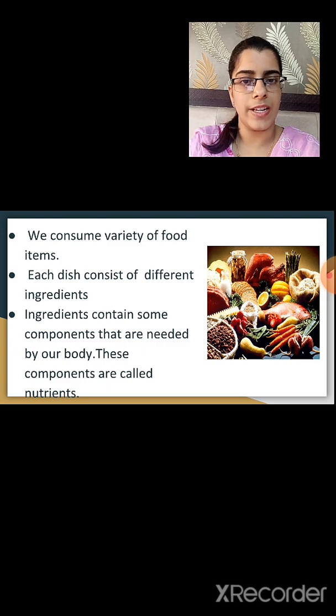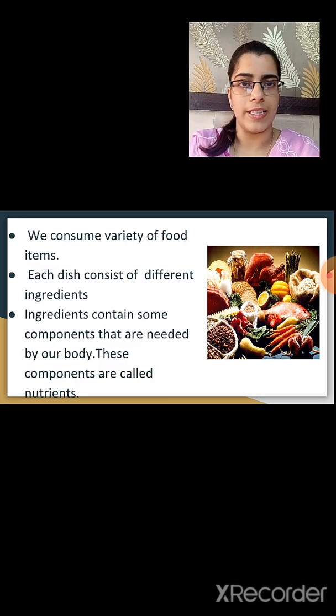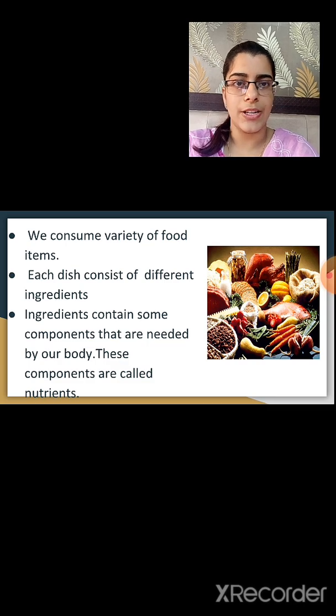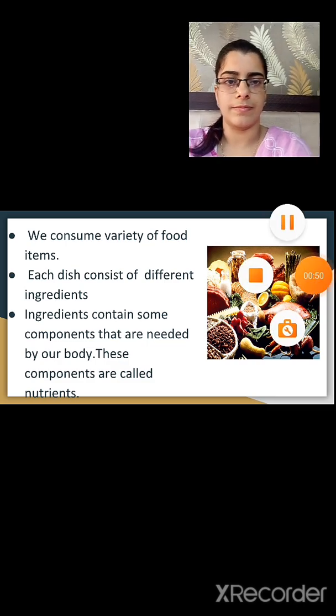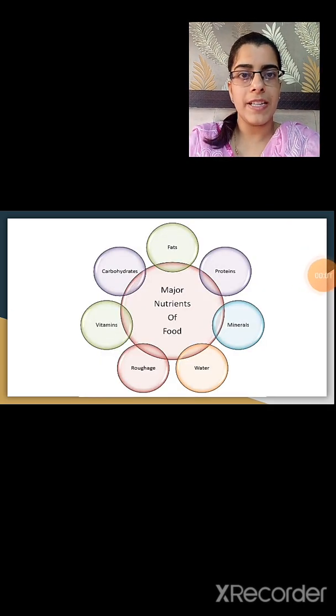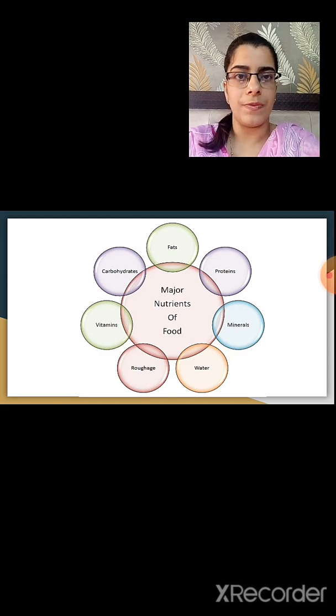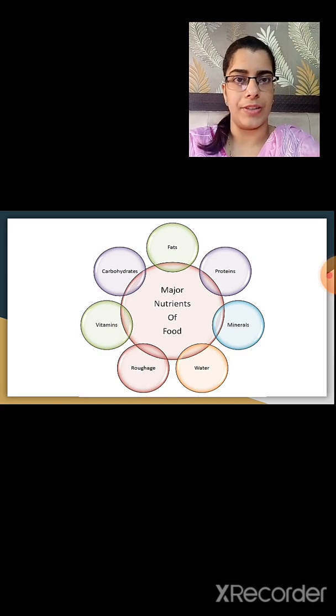So what are nutrients? The ingredients contain some components which our body needs. These components are known as nutrients. What major nutrients does our food contain? Our food consists of carbohydrates, fats, proteins, vitamins, minerals, along with roughage and water.